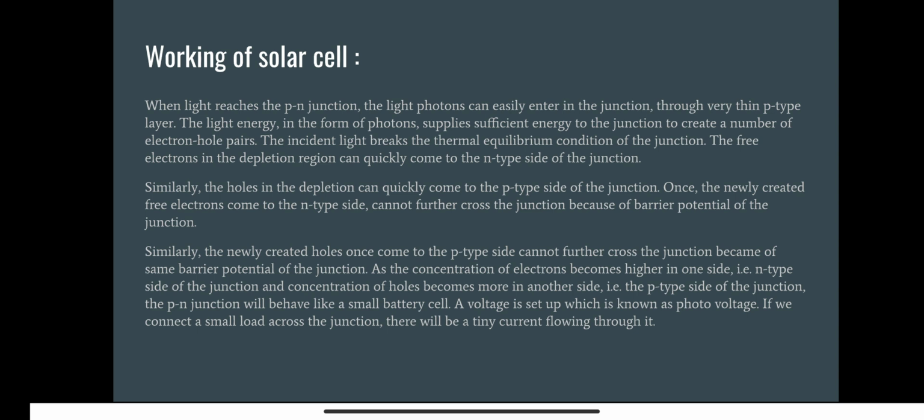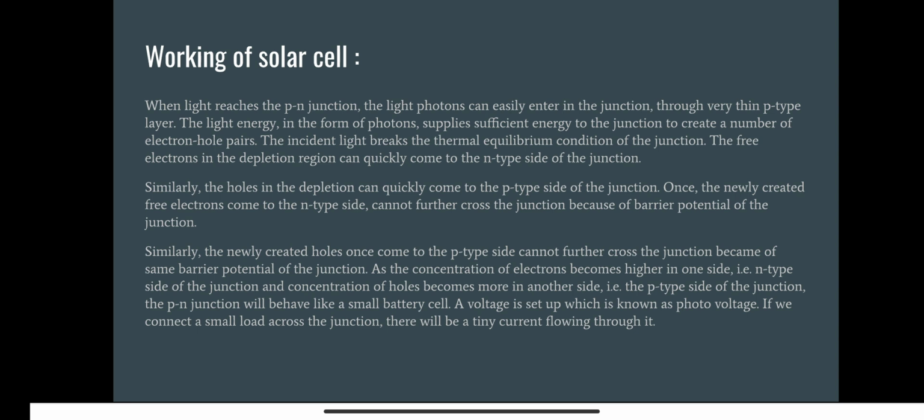The free electrons in the depletion region can quickly come to the N-type side of the junction. Similarly, the holes in the depletion region can quickly come to the P-type side of the junction. Once the newly created free electrons come to the N-type side, they can't further cross the junction because of the barrier potential of the junction. Similarly, the newly created holes, once they come to the P-type side, can't further cross the junction because of the same barrier potential.